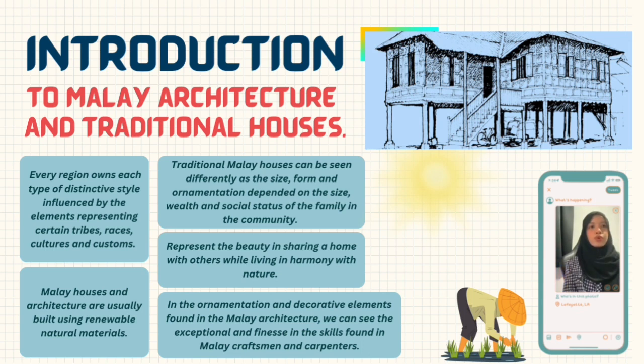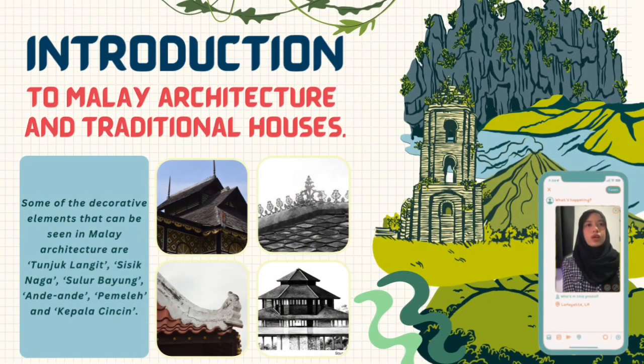Every region owns its own distinctive style influenced by the elements representing certain tribes, races, cultures, and customs. Decorative elements are one of the most important components that make up Malay traditional architecture, as they reflect the understanding of merging between aesthetic and functionalism. In the ornamentation and decorative elements found in Malay architecture, we can see the exceptional finesse in the skills of Malay craftsmen and carpenters.